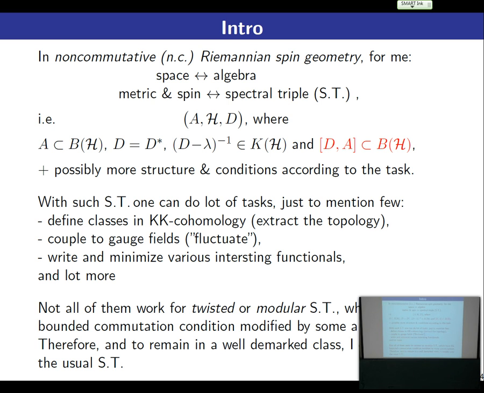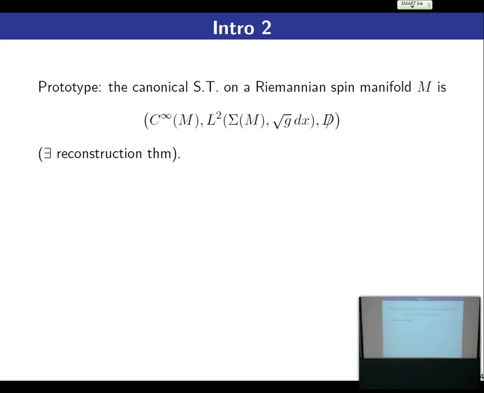Okay. They will appear here, but I won't use them. Okay, so I will work, I'm staying in the framework of usual bounded commutators. Also, just to stay with this one well-demarcated class, I consider only the usual spectral triples, not twisted spectral triples. Okay. So the prototype, as you know, is classical spin manifolds, of course, an example of such spectral triples.